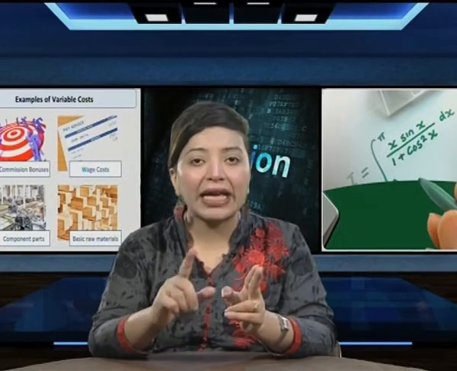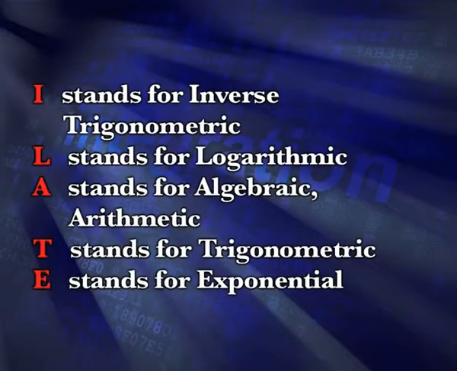But if the integrand is the product of two different types of functions, choose the first function which comes first according to ILATE. Here I stands for inverse trigonometric, L stands for logarithmic, A stands for algebraic, T stands for trigonometric, E stands for exponential.